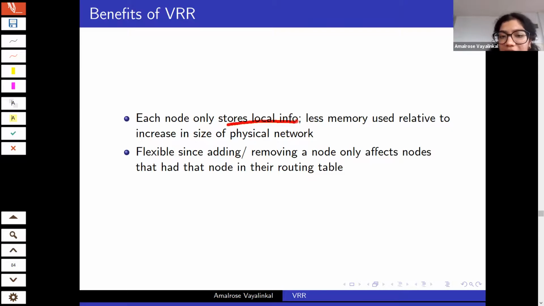So that's a lot less information that each node has to store. And it's flexible, since adding or removing a node only affects nodes that had that node in their routing table, right? If something is changing on the other end of the graph, it doesn't affect you, it doesn't affect the routes that are in your routing table, you don't even care. You may not even know that that node was added to the system, and it doesn't affect you. You can live your life.